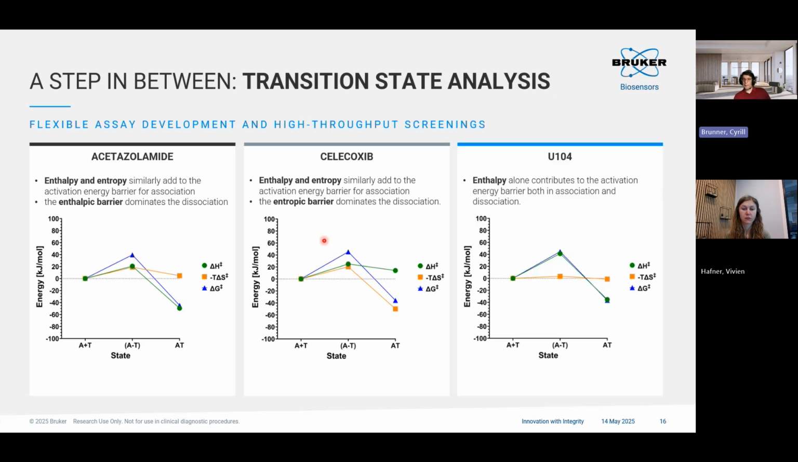And the last example, U104, is a compound that's solely driven by enthalpy, both in the transition state as well as in the overall reaction scheme. So no matter whether you go from the free compound or the complex into the transition state, the enthalpy is decisive, whereas the entropy doesn't play any role at all.